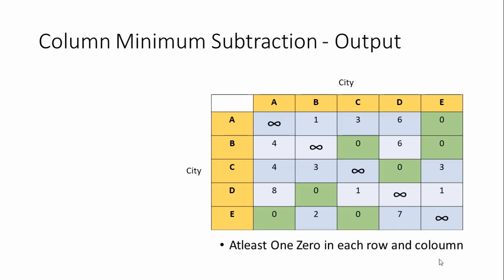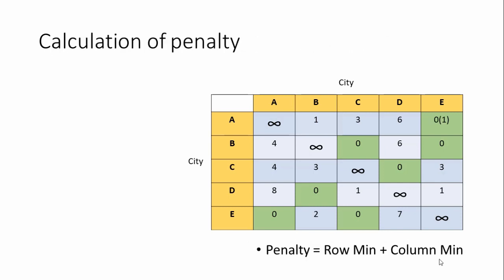Now the next step, we calculate the penalty. Penalty is nothing but the row minimum plus the column minimum. So for all the zeros that we have, we calculate the penalties. For this 0, the row minimum is 1 and the column minimum is 0. So 1 plus 0, the penalty is equal to 1. Similarly, we calculate the penalties for all the zeros that we have.